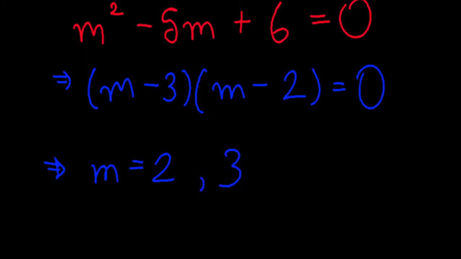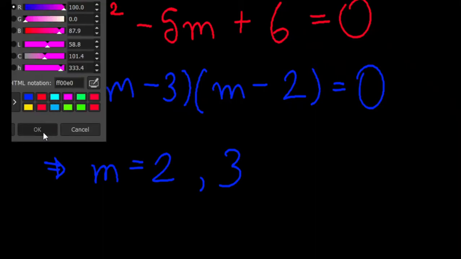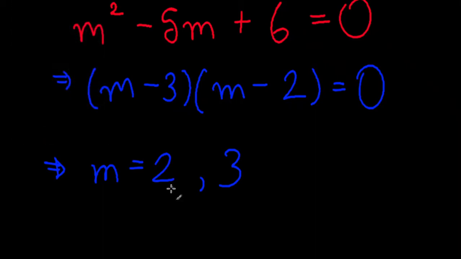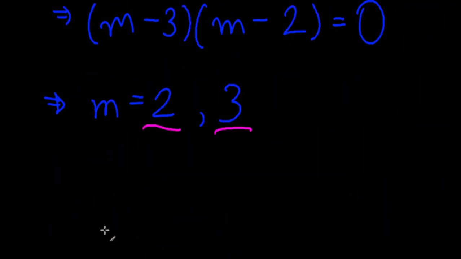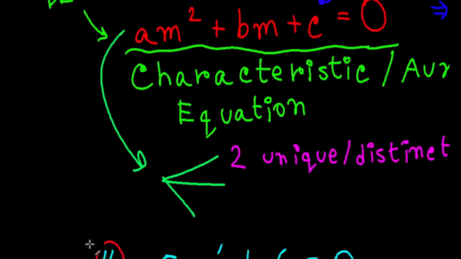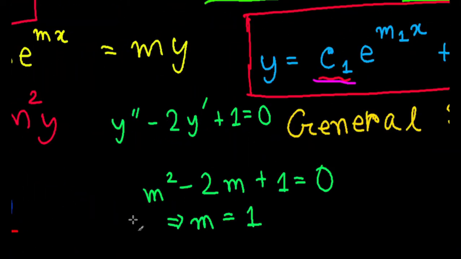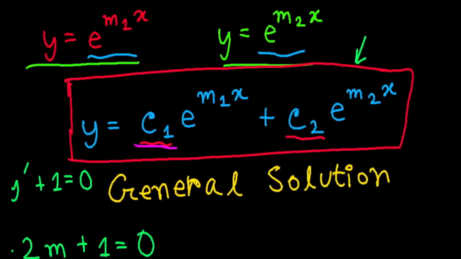Now this is actually the case that I want to talk about, when you have two distinct real solutions. And as I said, if we have two solutions, this should be our general solution, right?